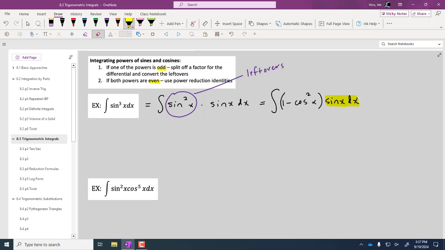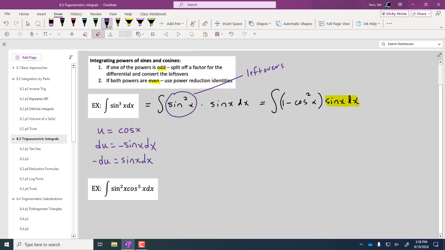If we pull off a cosine, we would want u to be sine, so that sine's derivative is cosine. Yes. So let's see what happens. When we let u be cosine, then its derivative is minus sine. And bingo, the yellow box is right here. So we know that minus du is sine x dx.